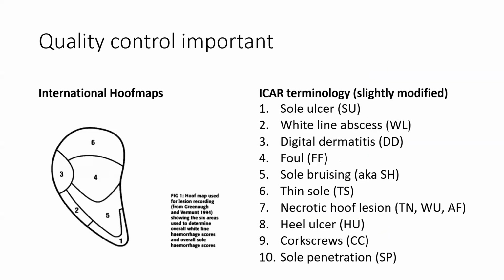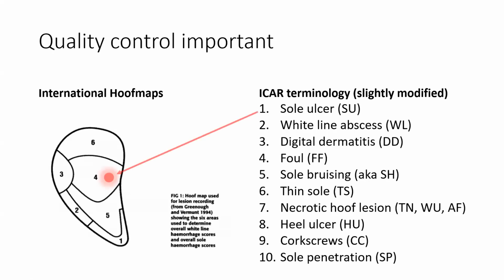And one of the things I like to do to improve the quality assurance of lesion detection is to use the hoof maps. So we've got here on the left-hand side the international hoof map that was first published by Paul Greenough and Jos Vermunt back in the 90s. And we really haven't changed this much, apart from adding some extra zones to reflect some of the other areas that we will be recording lesions causing lameness. But for the claw lesions, this works very well.